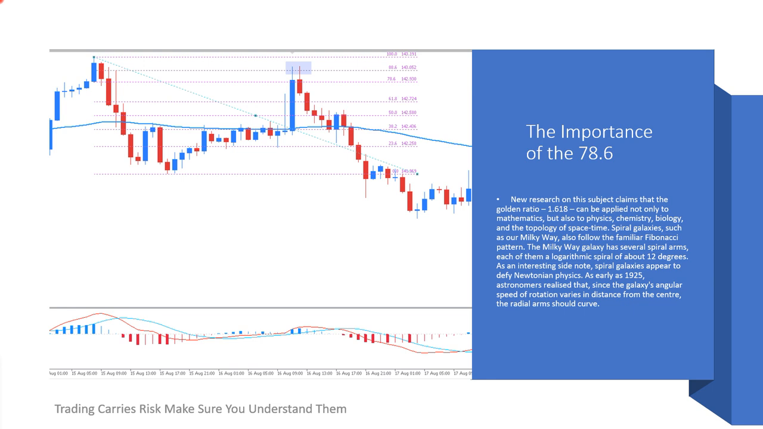New research on this subject claims that the golden ratio, 1.618, can be applied not only to mathematics, but also to physics, chemistry, biology, and topology of space-time. Spiraling galaxies such as our Milky Way also follow the familiar Fibonacci pattern. Wow, if the Milky Way can, and space-time continuum can, and physics does, why can't we use it for financials?